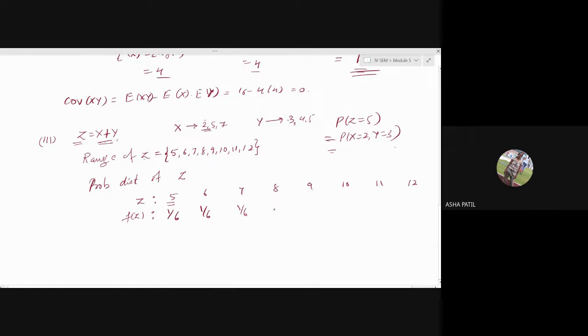For 8, that is x is 5 and y is 3. I think all the rest are 1 by 12 only. You are getting all the values from the table. It is 1 by 12.